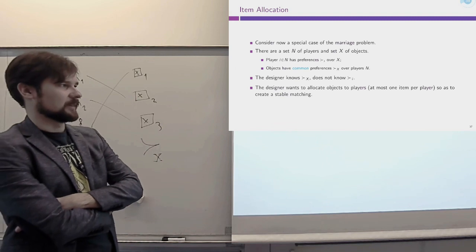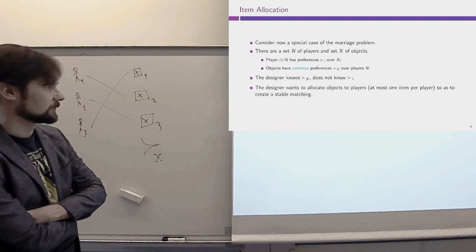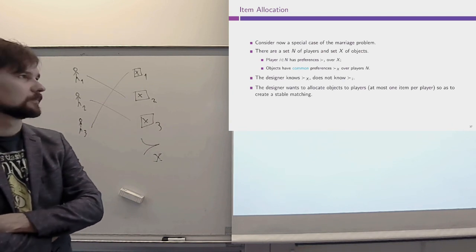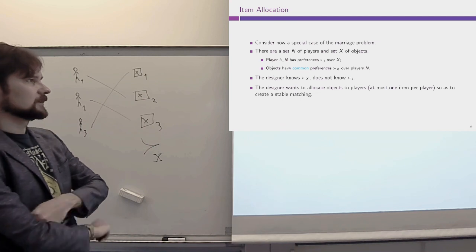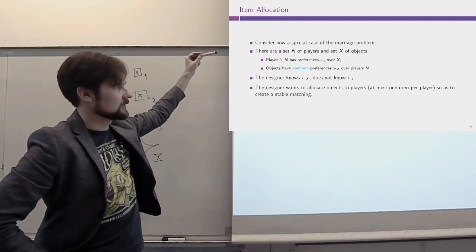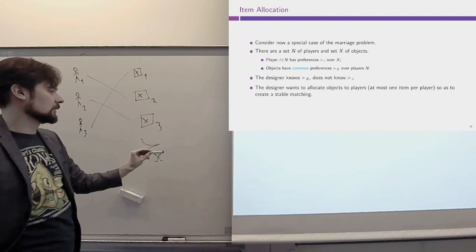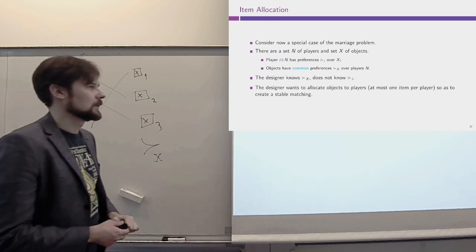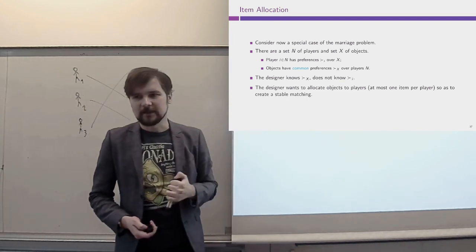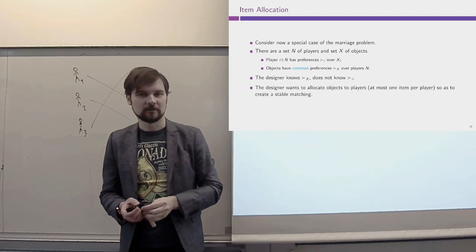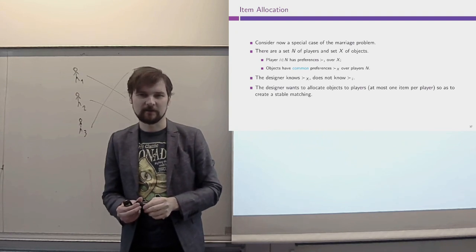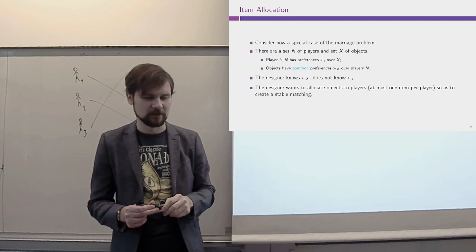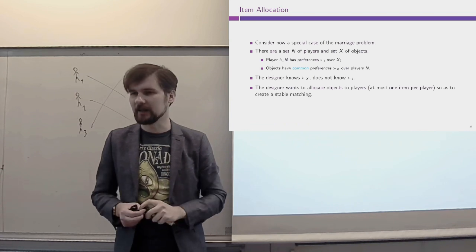And what is the way to interpret that preference? So this slide just gives you the same setup of the marriage market that we already know, with the only difference that objects now have common preferences over players, and the designer knows this preference. But the designer does not know players' preferences. As usual, our concept is still stability, because we tried to find something other than stability, and we kind of failed. Or I told you that we would fail, that it's maybe too difficult to be reasonable. So let's stick with stability.